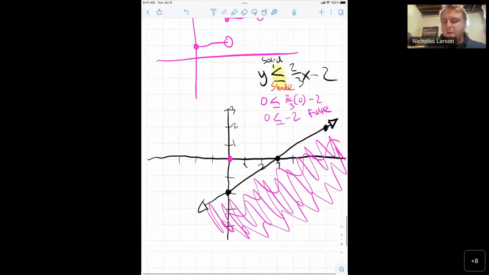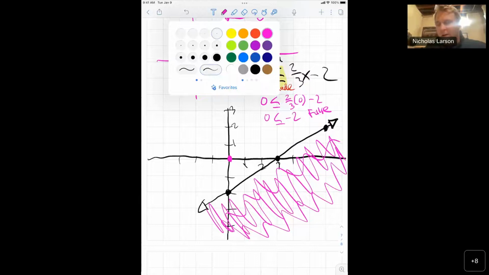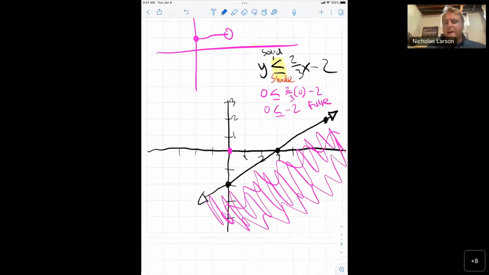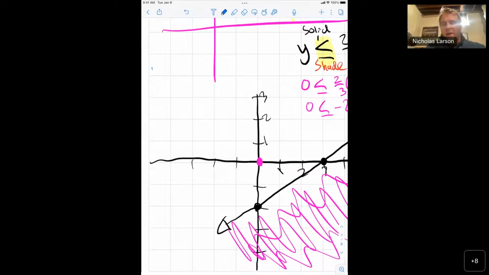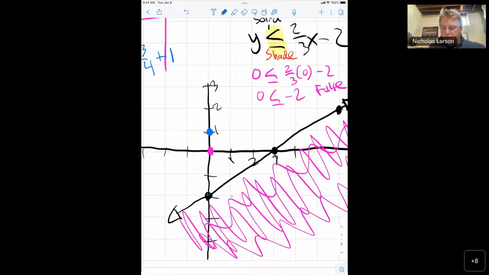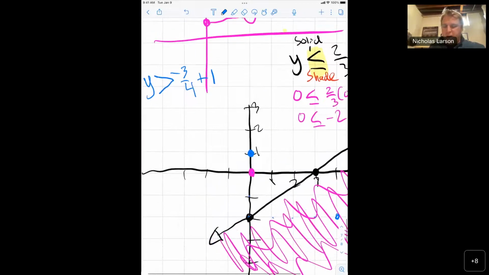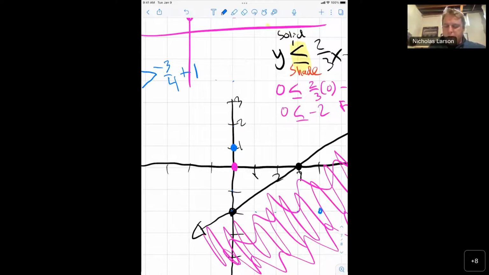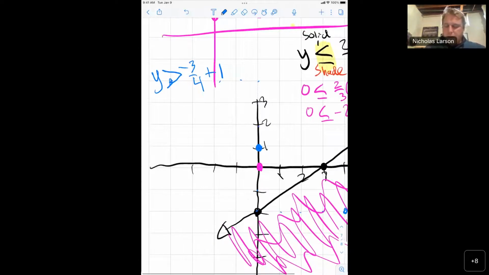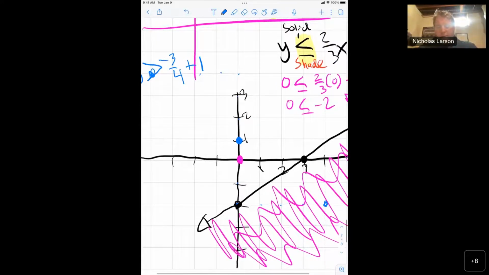The other thing that we got to take note of is if we get not an equal to sign. So let's just say y is greater than -3/4 x plus 1. Again, I'm just going to start by graphing. My y-intercept is 1. My rise is -3: 1, 2, 3. My run is 4: 1, 2, 3, 4. So over here, and then if I go the other way, 1, 2, 3, 1, 2, 3, 4. Okay, so I'm going to go ahead and connect those.